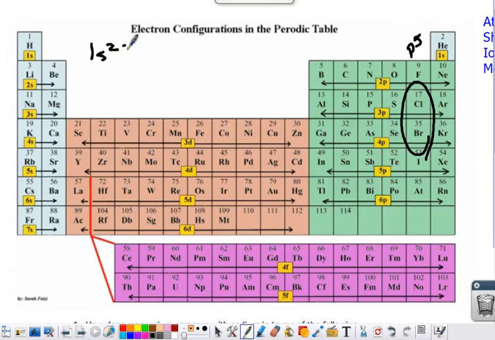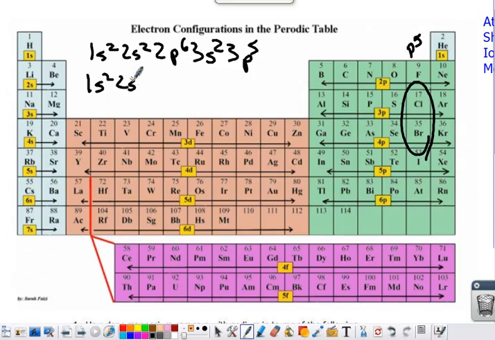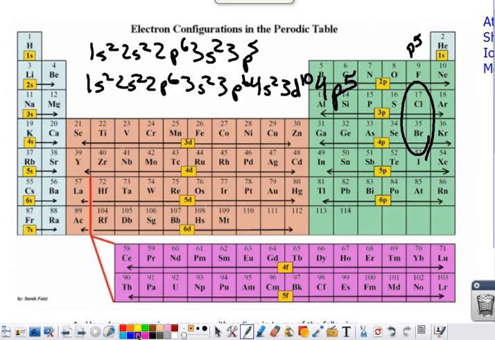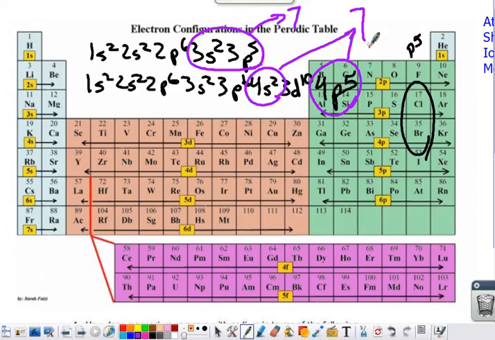Chlorine is 1s2, 2s2, 2p6, 3s2, 3p5. Bromine is 1s2, 2s2, 2p6, 3s2, 3p6, 4s2, 3d10, 4p5. So the outside for chlorine is 2 and 5. That's 7. And the one for bromine is 4s2, 4p5. Again, that's also 7.